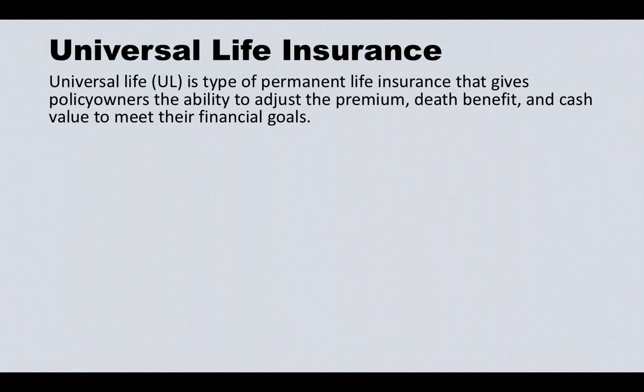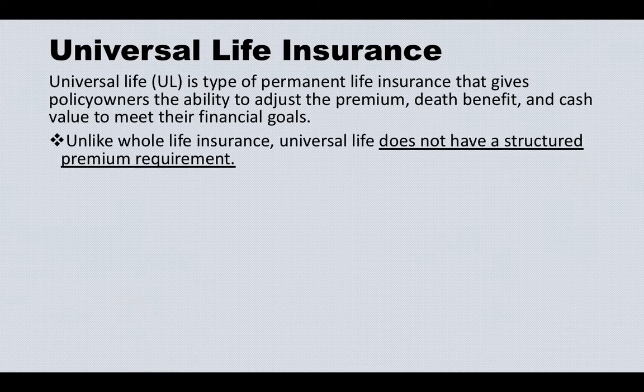Universal life insurance is a type of permanent life insurance that gives policy owners the ability to adjust the premium, death benefit, and the cash value to meet their financial goals. Unlike whole life insurance, universal life does not have a structured premium requirement.